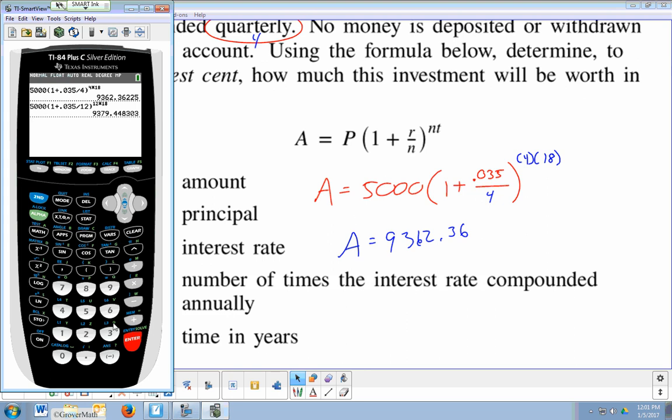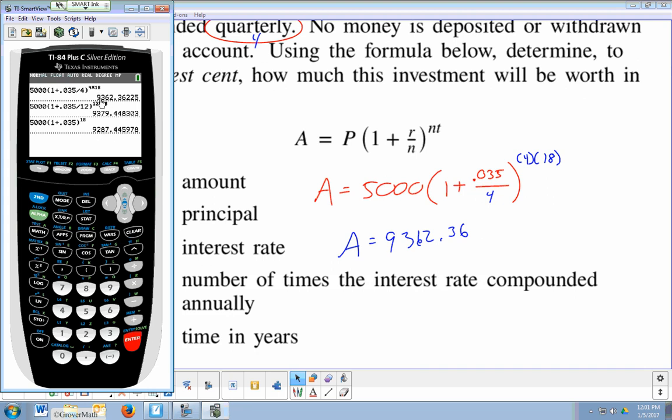I mean, what if we just did annually? What if it was just compounded once a year like we had in that first example? Then it'd be 1 plus, not negative, 0.035 raised to the 18. So you just divide by 1 times 1. We don't really need to type that in. We see it's 92.87.